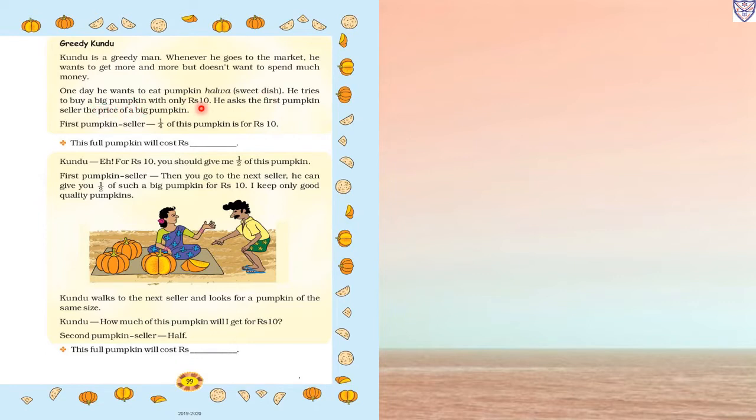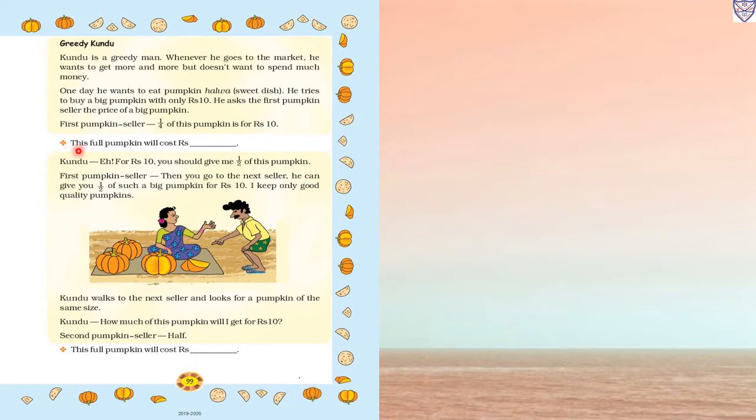He wants to eat pumpkin halwa, so he wants to buy a pumpkin that is also big, and that also in rupees 10 only. So he asked the first pumpkin seller the price of the big pumpkin. The first pumpkin seller said 1/4 of his pumpkin is for rupees 10. 1/4 means the pumpkin is in the shape of a circle, so it will give only 1/4, divided into 4 equal parts. So he will give only 1 part from the 4 equal parts, and that costs rupees 10.